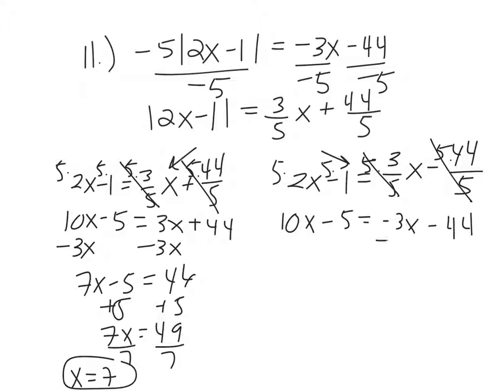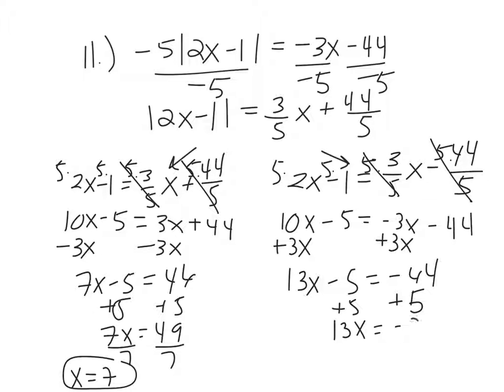I'm going to add 3x to both sides. 13x minus 5 equals -44, plus 5 to both sides. 13x equals -39. Divide by 13, and I get x equals -3.